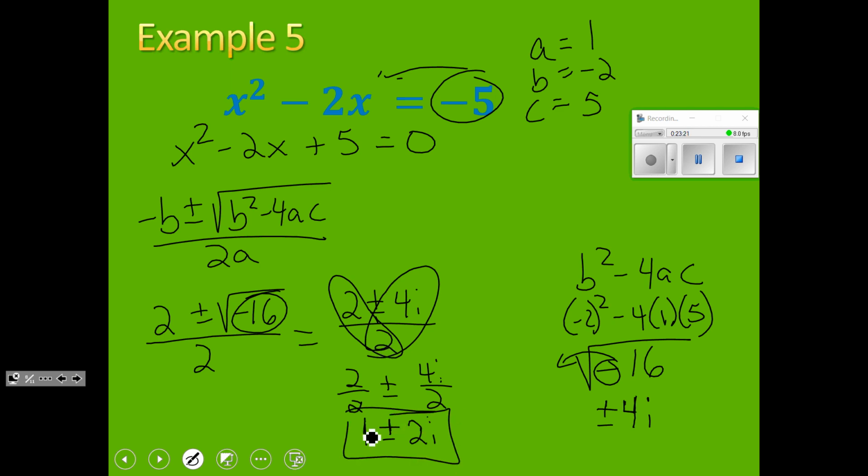There's 2 answers there. What's one of the answers? One of them is 1 plus 2i. That's one answer. And the other one is 1 minus 2i. And you just leave it like that, okay, in a plus bi form.